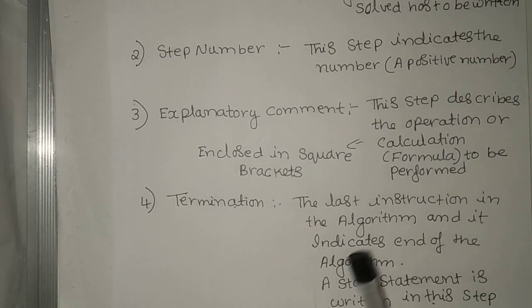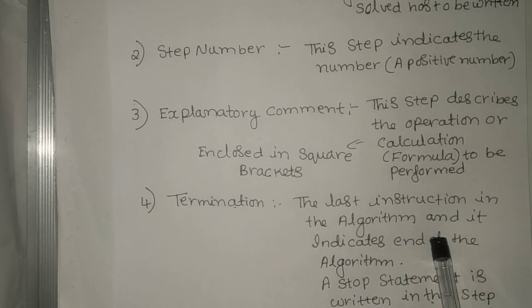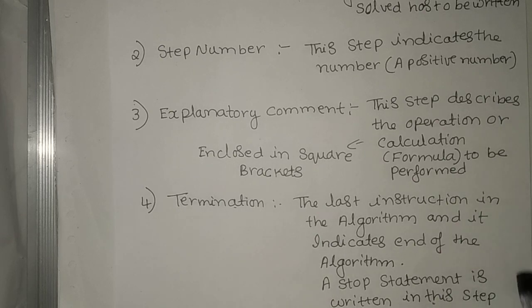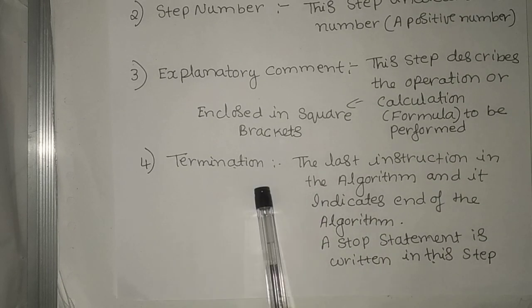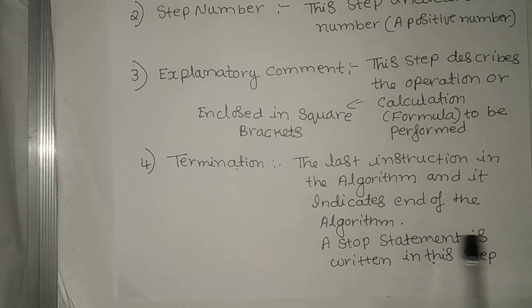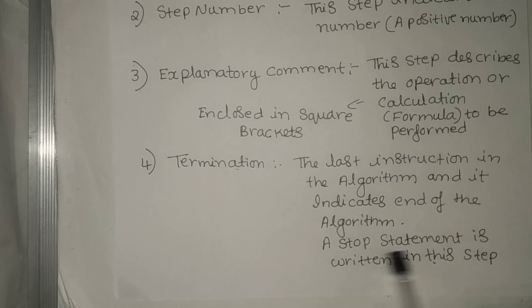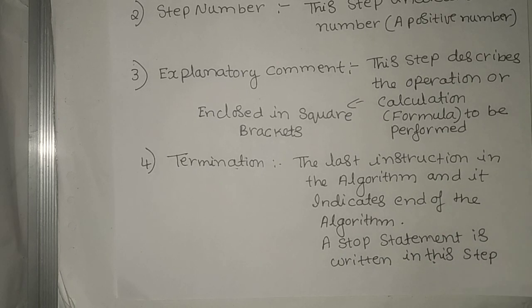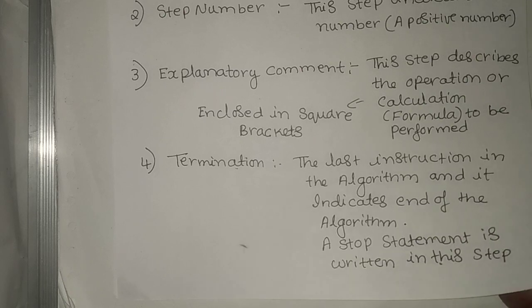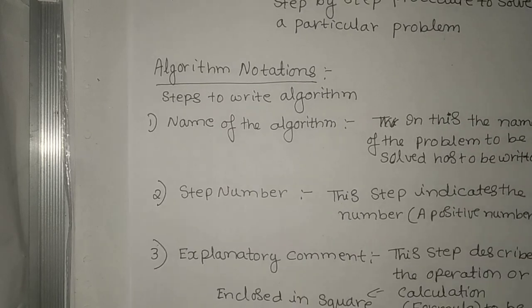After this, termination. What does termination mean? That is the end of the algorithm. Termination will be the last instruction in the algorithm, and it indicates the end of the algorithm. A stop statement is written in the termination. That is the last step of the algorithm, and it ends by using a stop statement. So this is the definition of the algorithm and the steps to be followed in the algorithm. Now we'll write down some examples.